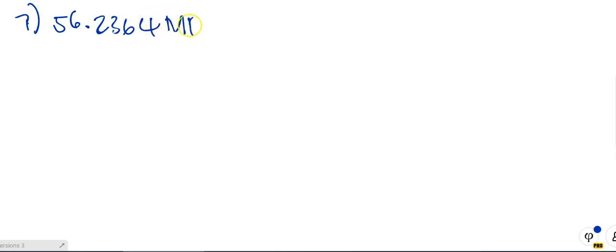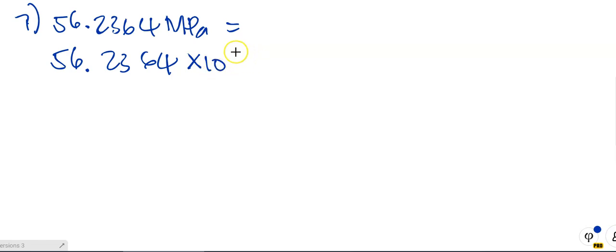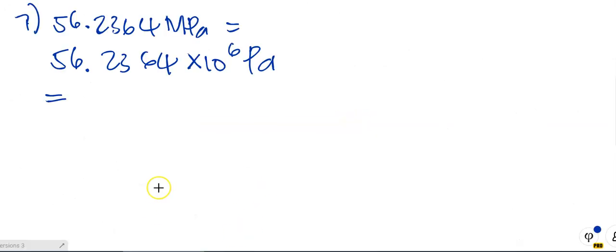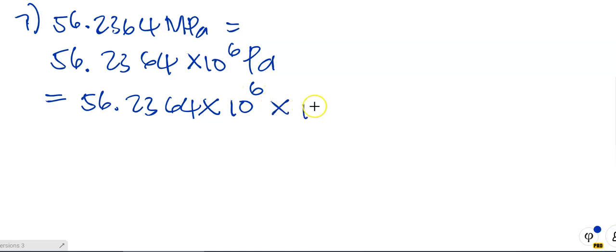56.2364 megapascal. People, the first thing you do is you write the value that's equal to that submultiple prefix there. So that's going to be 56.2364, and that's mega, so it's times 10 to the 6 pascal. I want you to convert it to kilopascal. Mega to kilo: is that from a big unit to a small unit? We're going from a big unit to a small unit, so we are dividing by 1,000. So that's going to be 56.2364 times 10 to the power, I'm going to do the long way for now, so it's times 10 to the minus 3. So that will be kilopascal.